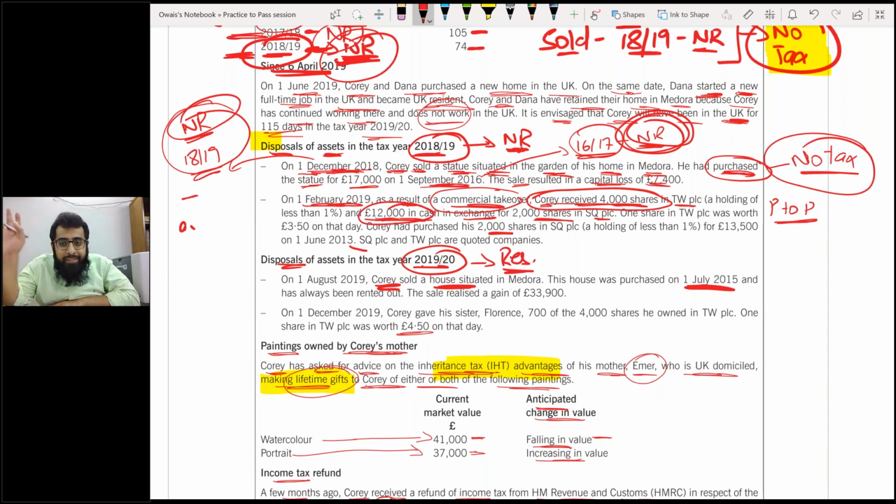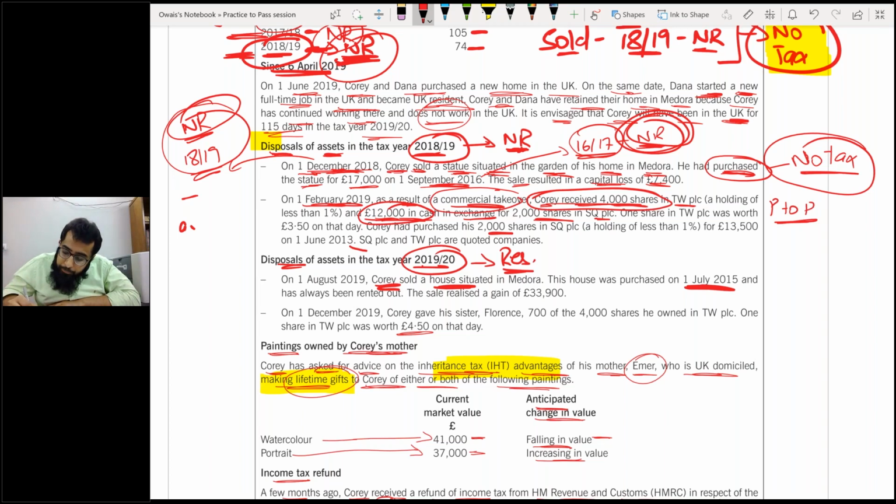Share for share, no tax. Cash or shares, the tax will be charged on that. Do you people remember P2P takeover? Share for share, no tax. But if cash is involved, then yes, tax will be charged.